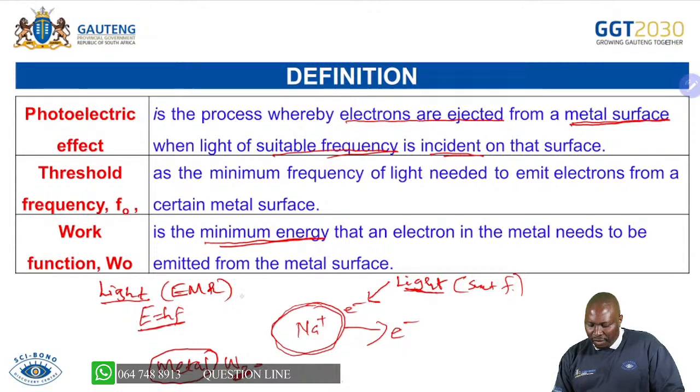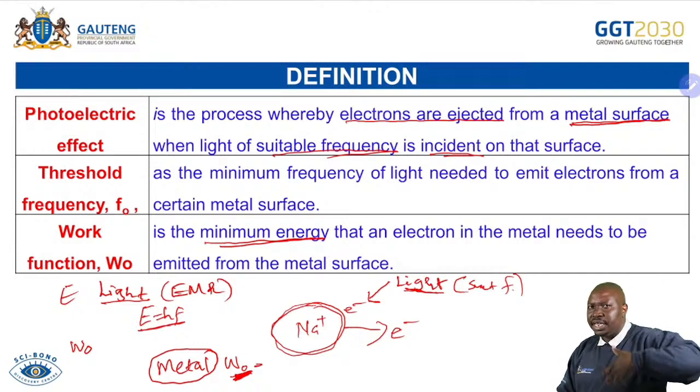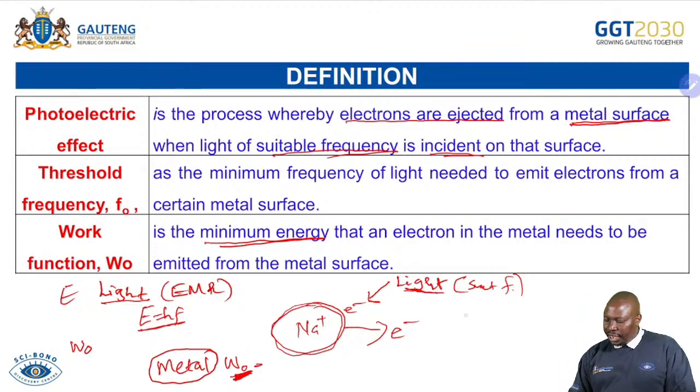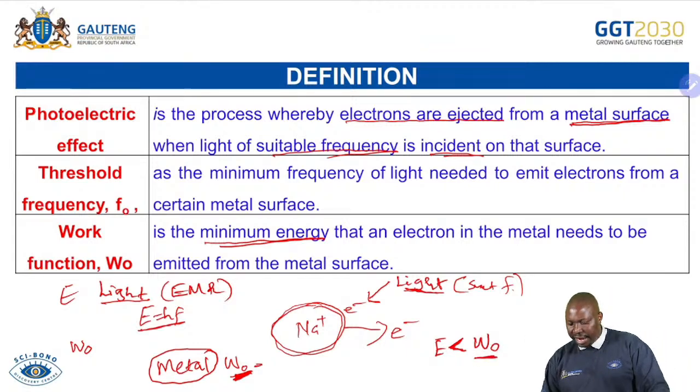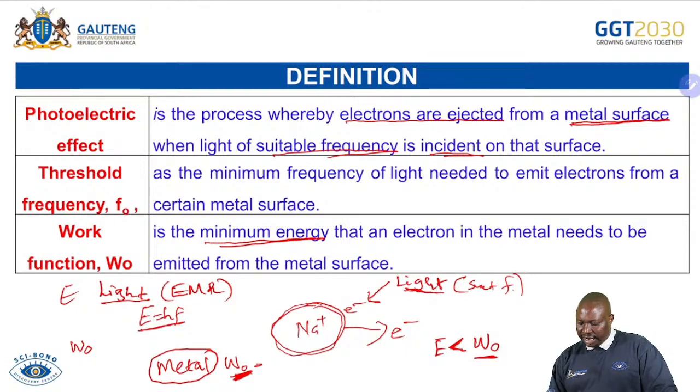The energy of a photon, which is coming from the light, versus the work function. How much energy is required to remove the electron? How much energy are you bringing to remove that electron? Will you be able to remove that electron? Remember, if the energy of a photon is less than the work function, the minimum energy required, then there will be no photoelectric effect. It depends on how much energy you are bringing. If it's less than the work function, there will be no photoelectric effect.